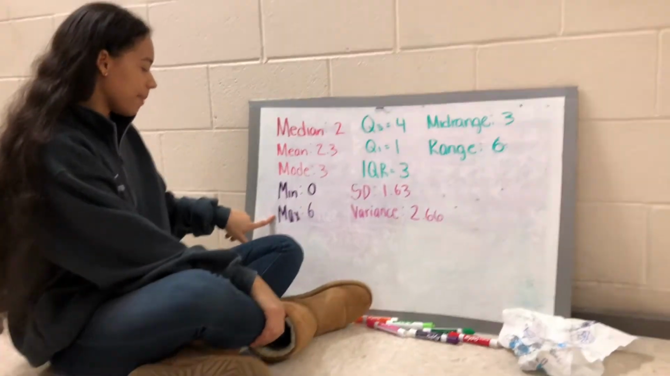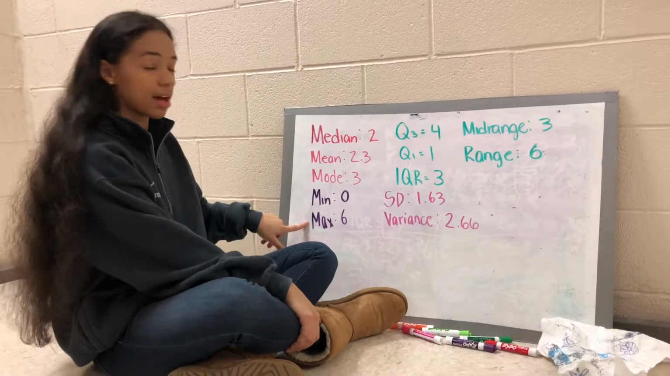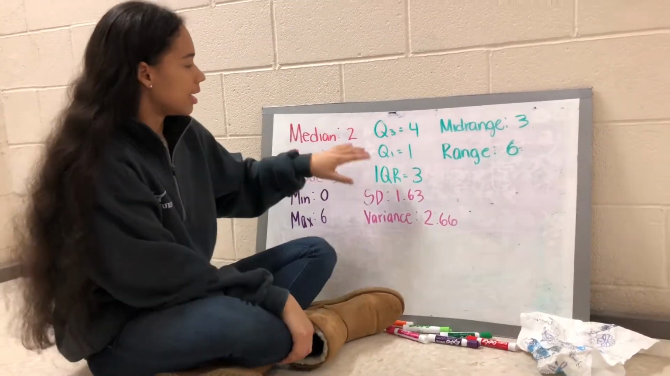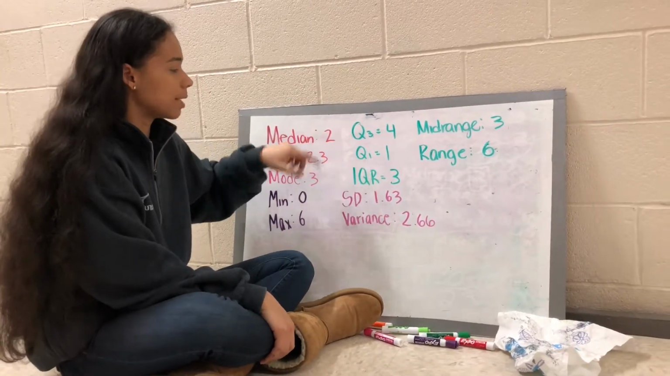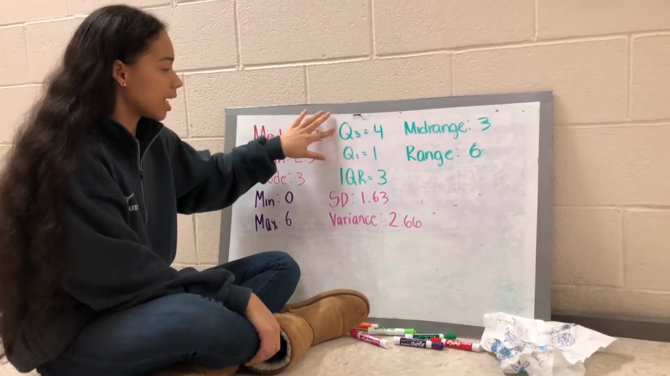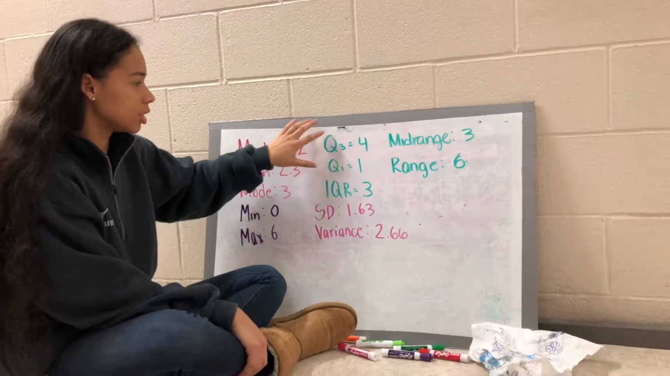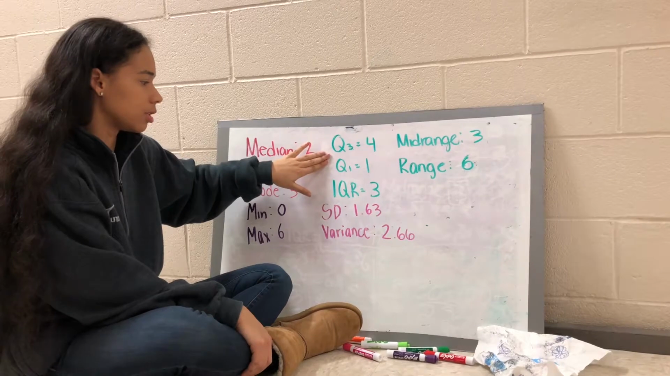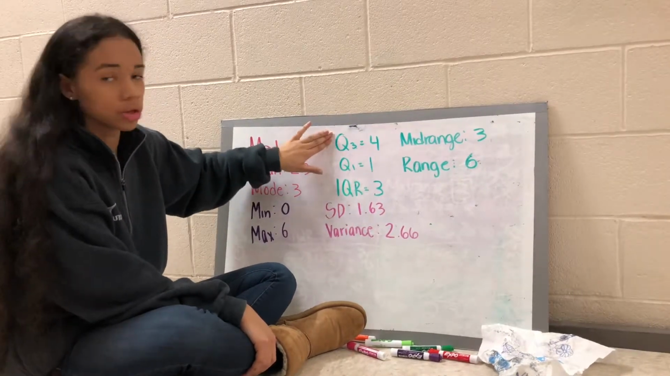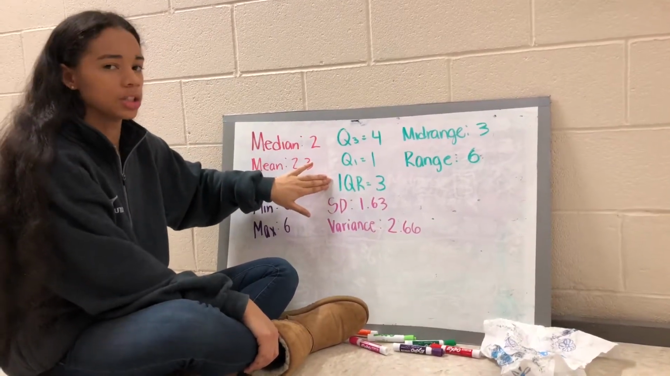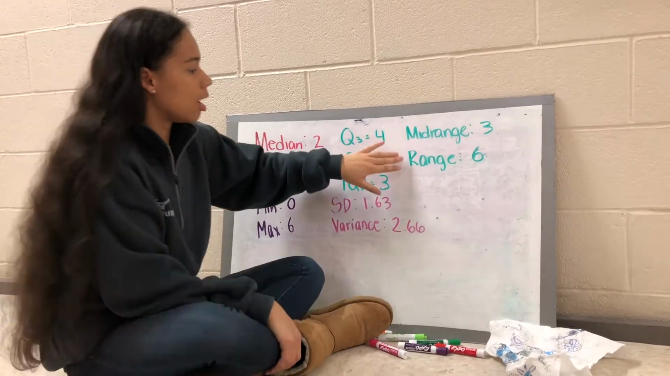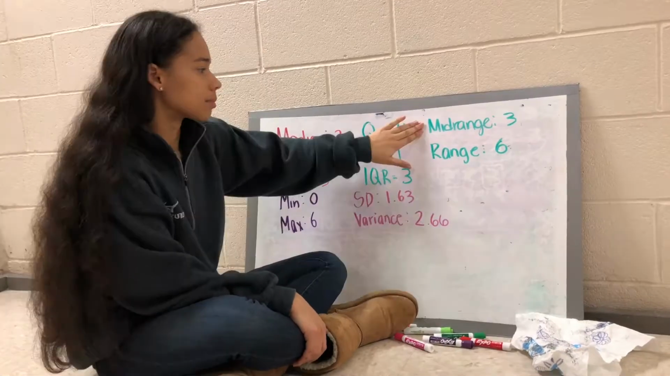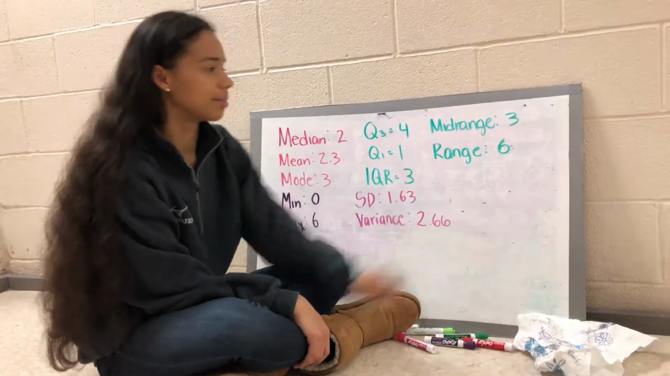Okay, so the max number of AP classes seniors have taken is 6. The minimum is 0. Now we go over here, and if we take the median of the second half of the data for AP classes, you get 4, and the first half of the data is 1. You subtract both of those, or you subtract Q1 from Q3, and you get 3 for the interquartile range. The range of the data for AP classes is 6, and the mid-range is 3.